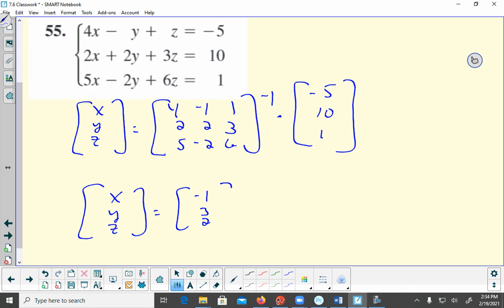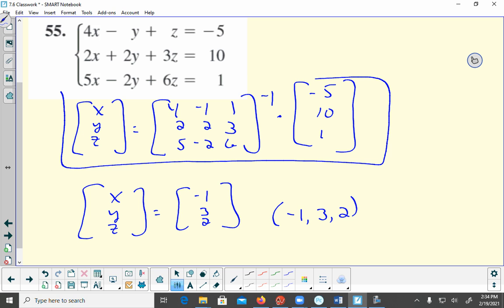And that's it. I can write my answers like that, or you can write them like this. Either way, you do have to show us this. You have to show us what you're typing into the calculator so we can see if you made a mistake.